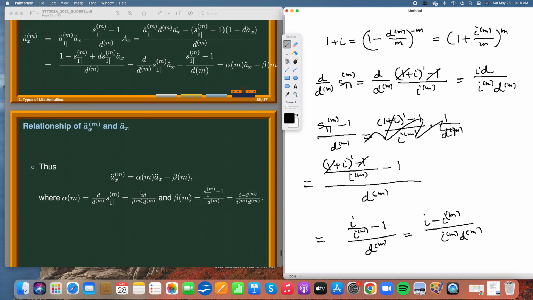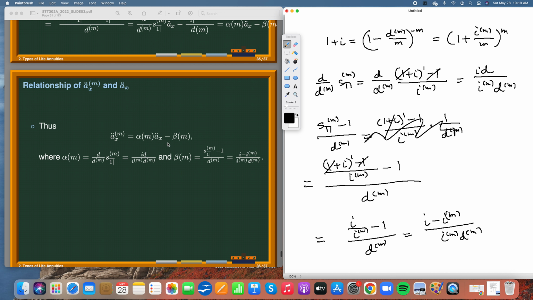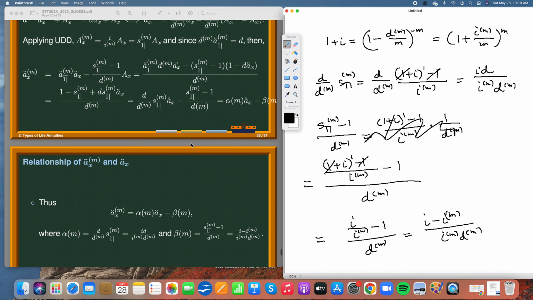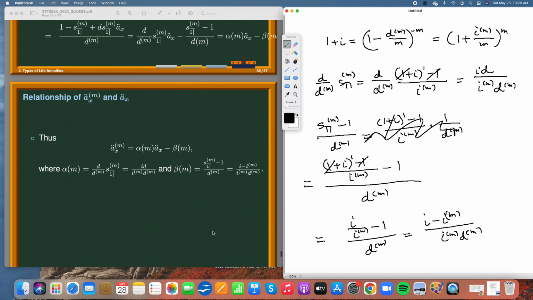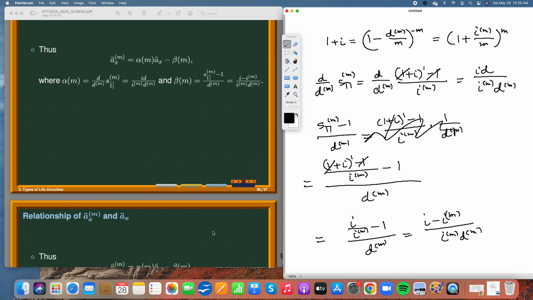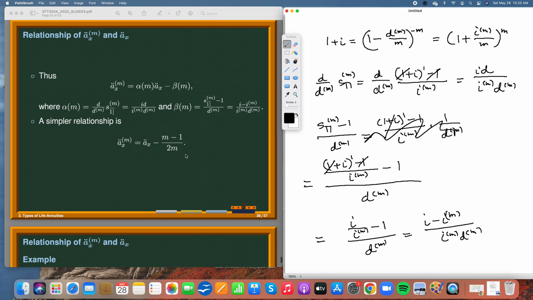Okay? So in our life tables, usually what is given is this. But if you want the following, you just have to use the following identity. And again, this identity was obtained with the assumption of the UDD in the fractional age, in the year of death. Okay? However, a simpler relationship is the following. So we just subtract from this quantity m minus 1 over 2m. Okay?